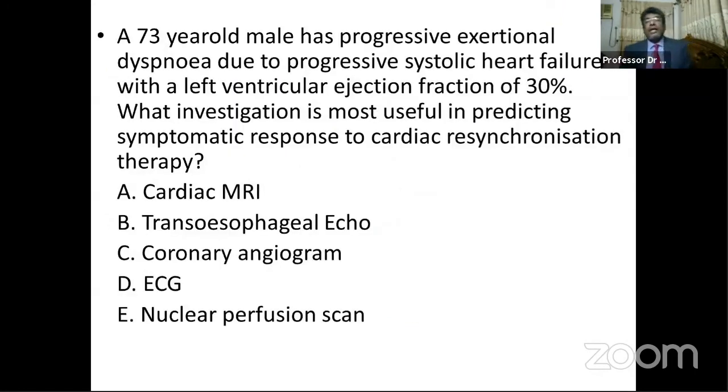Now we move to the next question. A 30-year-old male has progressive exertional dyspnea due to progressive systolic heart failure with a left ventricular ejection fraction of 30%. That is, the patient has severe left ventricular failure. Which investigation is most useful in predicting symptomatic response to cardiac resynchronization therapy?